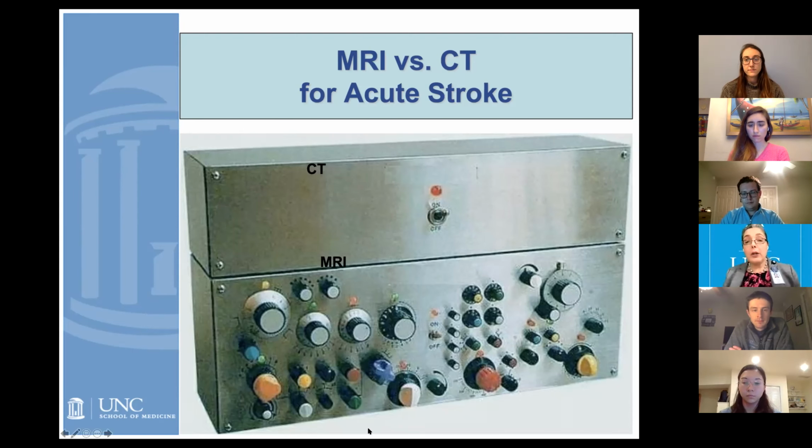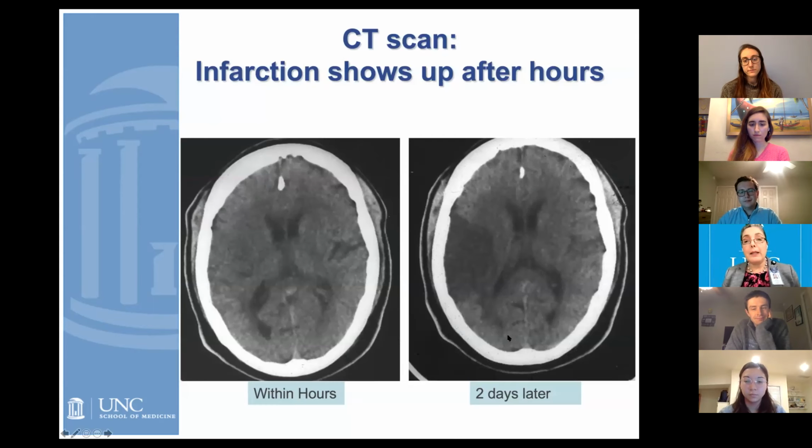And very early on after a stroke, it can sometimes be hard, not for the trained eye, but for some of us mere mortals, it can be hard to sort out blood versus no blood on an MRI. Whereas on a CAT scan, it's straightforward. If it's blood, it's bright white. And if there's no blood, you don't see it. So a CT scan without contrast is still one of the mainstays that we can use. There are some challenges with CT scan because infarction or cell death or stroke will only show up after several hours.